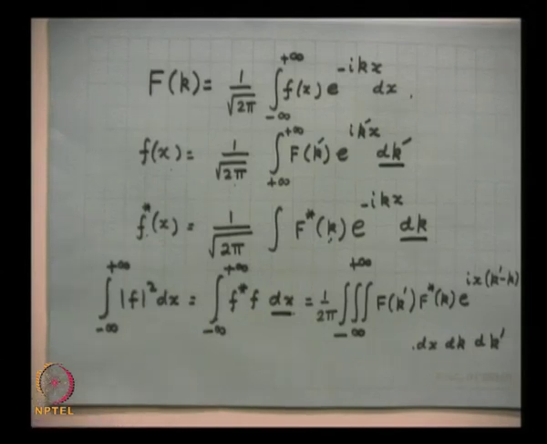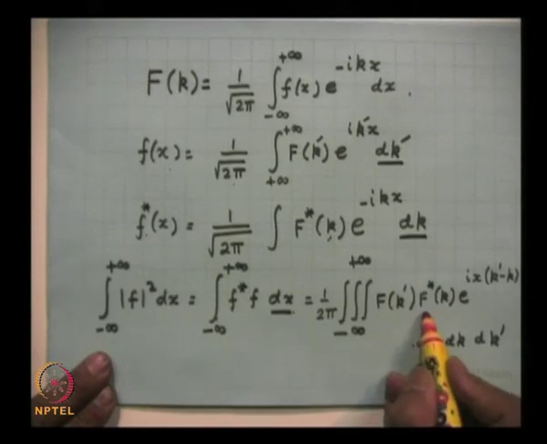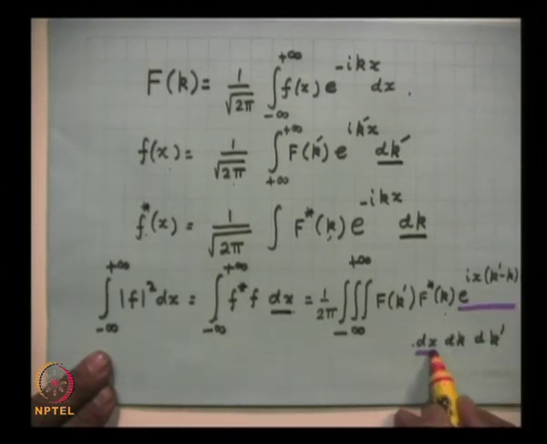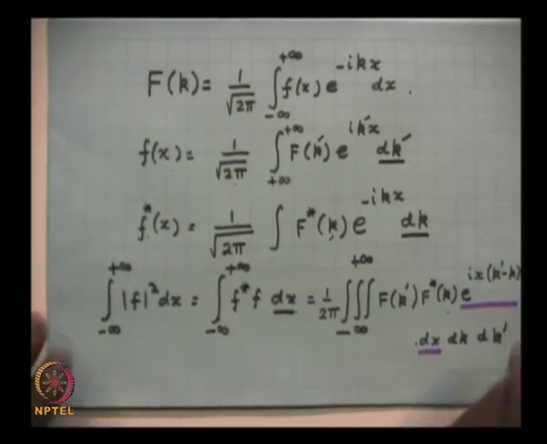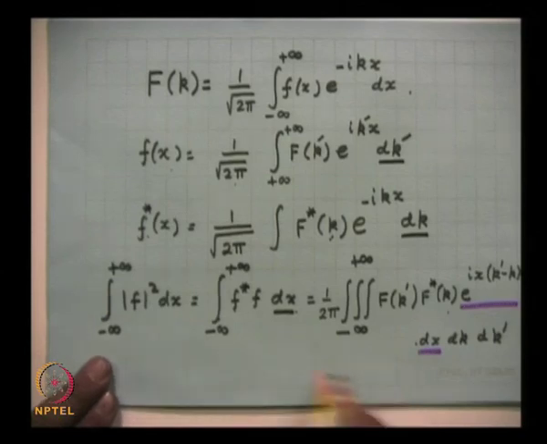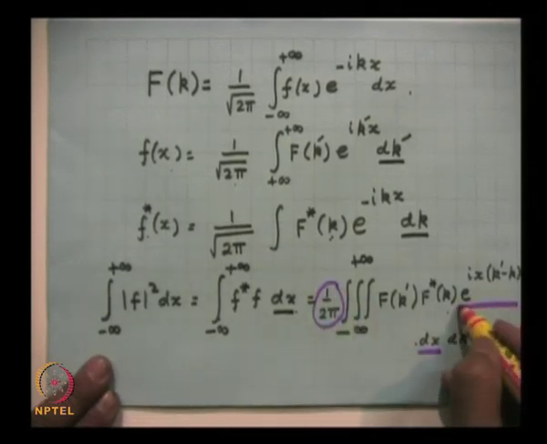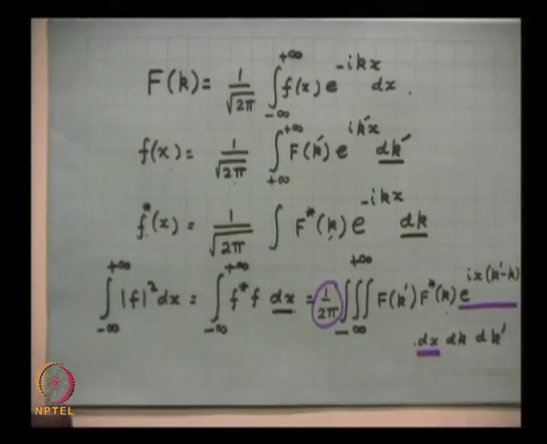Now, let me then collect all those terms which involve x. This does not involve x, this does not involve x, this involves x, and this involves x. So, I carry out the integration over x. What I do is collect this term, this term, and this term, and carry out the integration over x.